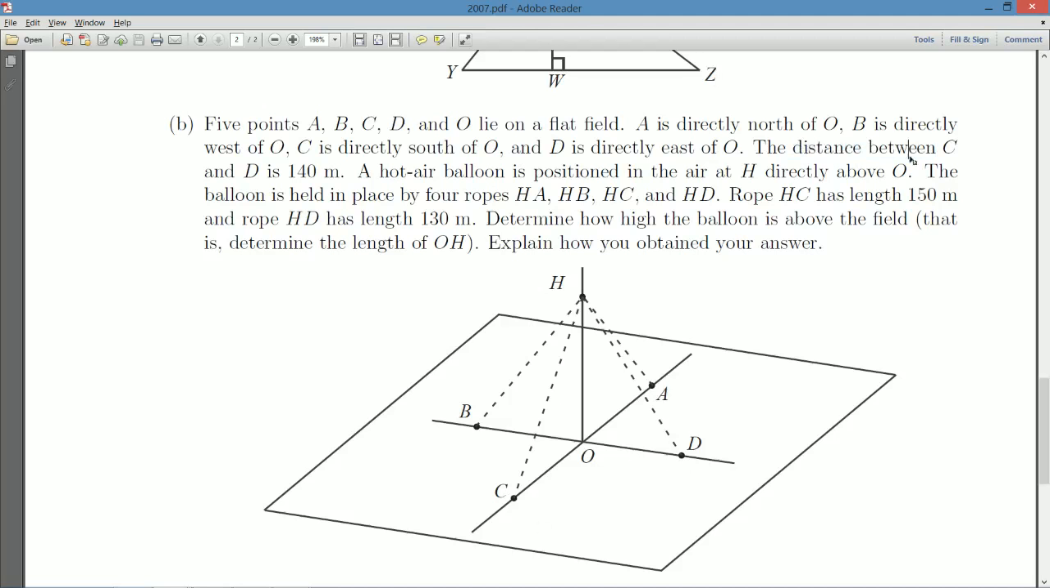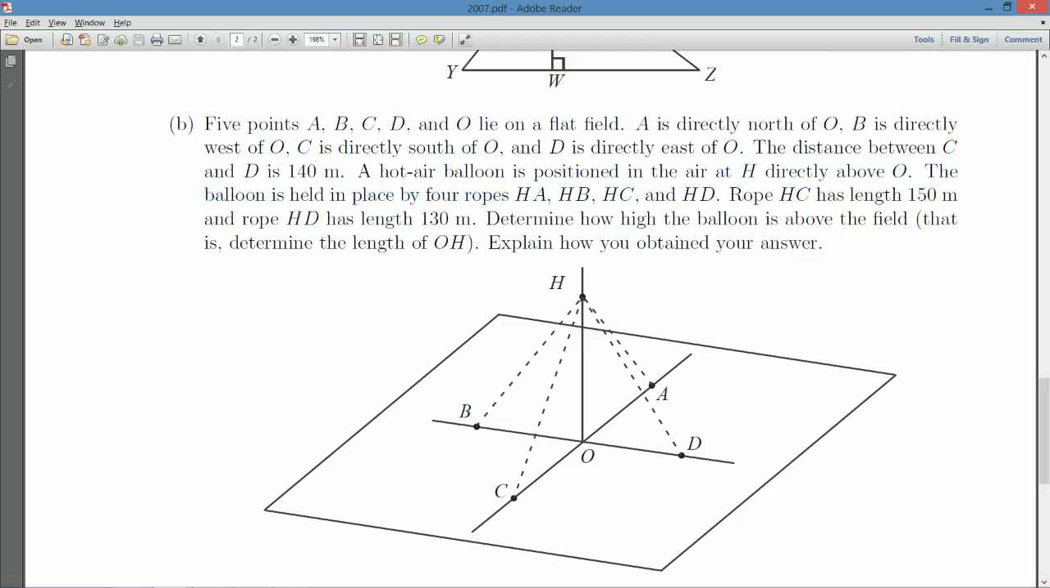Okay. The distance between C and D, which we don't have marked on our diagram, is 140 meters. A hot air balloon is positioned in the air at H, above O. So he's directly above O, but he's going to have some sort of positive Z coordinates. That's okay. The balloon is held in place by 4 ropes, HA, HB, HC, and HD. Rope HC, so this one right here, connecting up with C, is 150 meters. Rope HD is 130 meters.